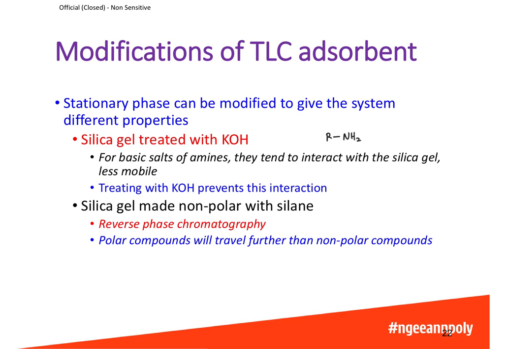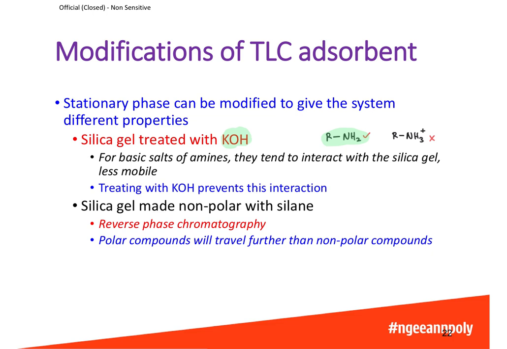Amines can be ionized to form amine salts, such as RNH3+. Ions are very polar and they would adhere very strongly to the silica. So we don't actually want the compounds to be in the ionized form. We would prefer the compounds to be in the unionized form. So treating the silica gel with potassium hydroxide would help to keep the amines in the unionized form because of the alkali environment. This prevents the formation of the amine salts which would interact too strongly with the silica gel.